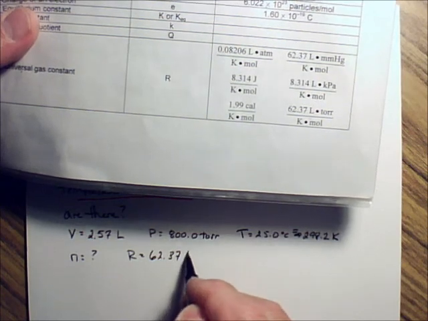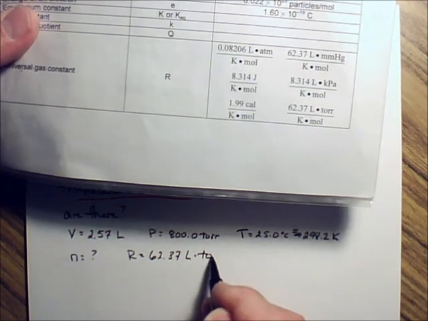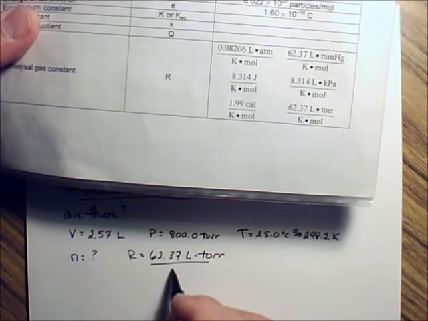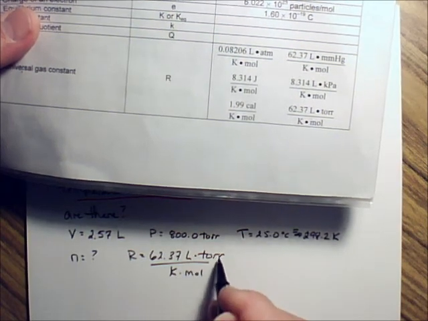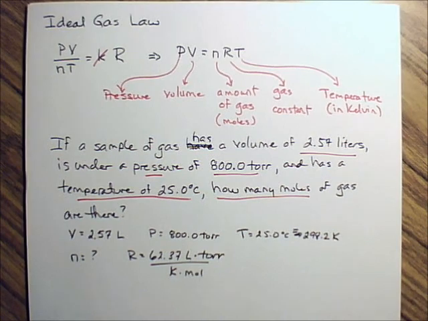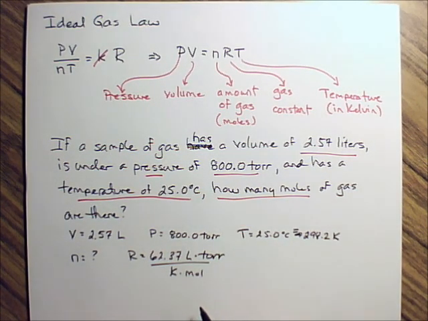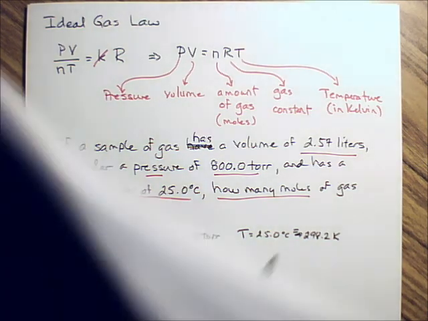62.37 liters, torr, Kelvin, moles. That's the version of R we're going to use. So we're going to write our ideal gas law, because that's going to fit all this. PV equals nRT. So how did you get the constant? Hang on. Chill. We match the units of measurement with the units of measurement we have in the problem.